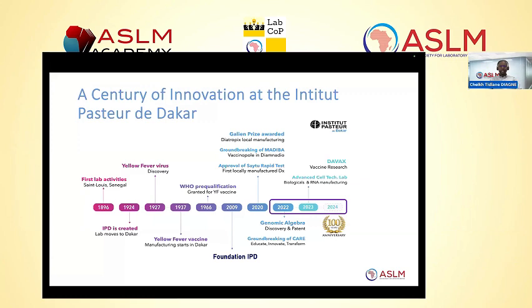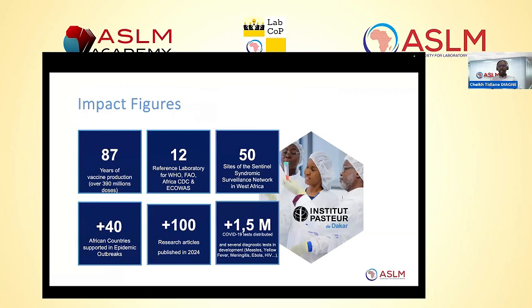In a nutshell, IPD is 87 years of vaccine production. It has 12 reference laboratories, whether they are from WHO, FAO, Africa CDC, and ECOWAS. It also includes 50 sites for sentinel syndromic surveillance in West Africa. It has supported more than 40 countries in terms of epidemic management and outbreaks management. IPD also is very active in the research side with more than 100 research articles published in 2024 and more than 1.5 million COVID tests distributed during the COVID pandemic.